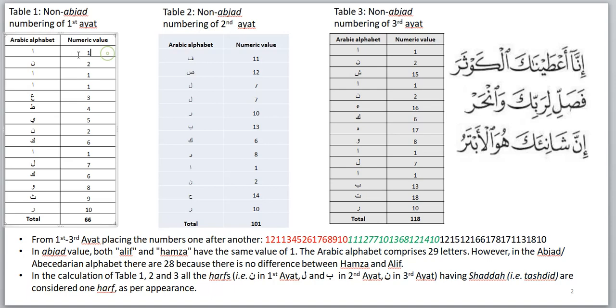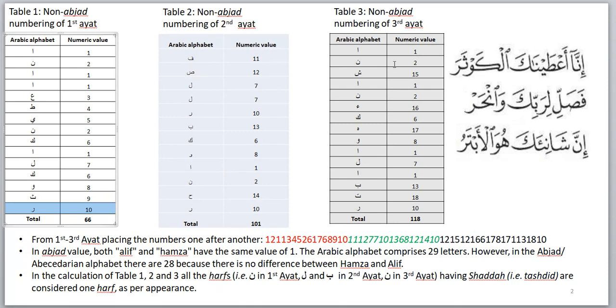In this way, Alif is the first appearance and its value is 1, Noon is second, Ain is third, Toa is fourth, and based on the first appearance, the numbering is placed here. Ra is the 10th appearance, so its value is 10.